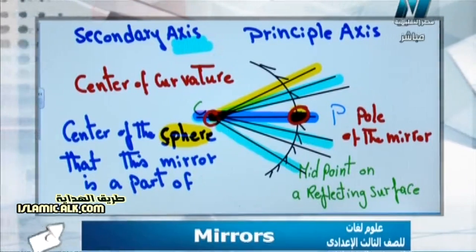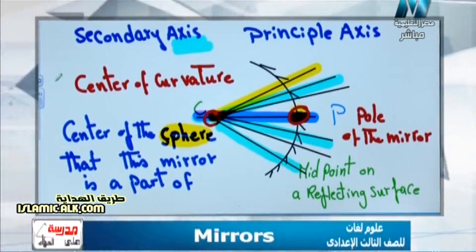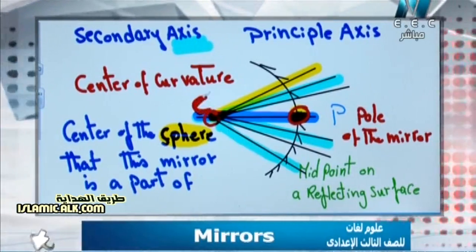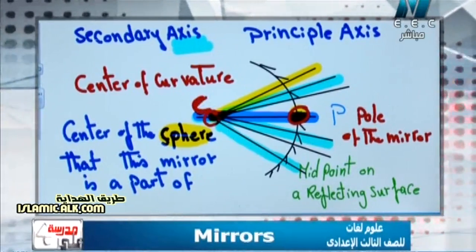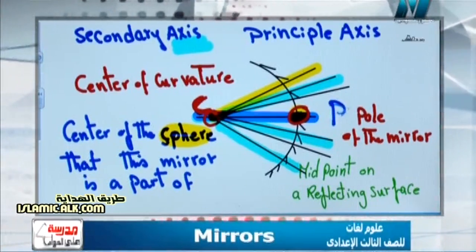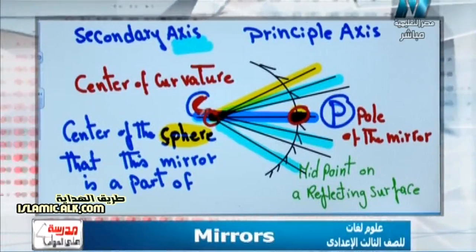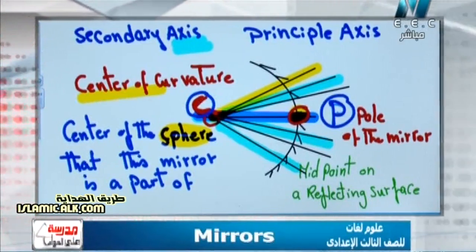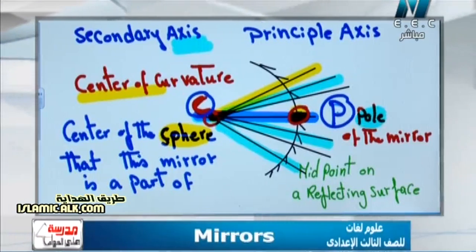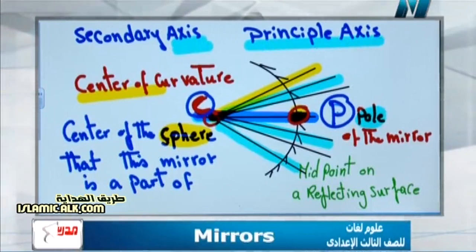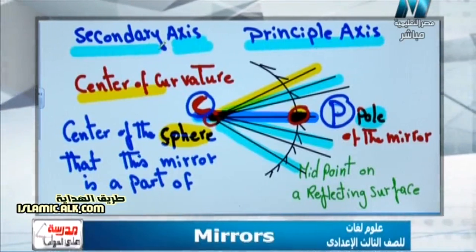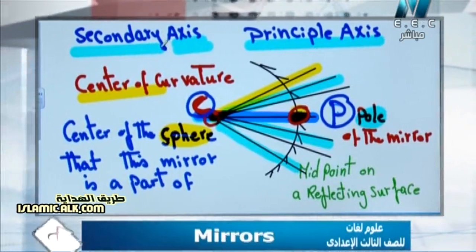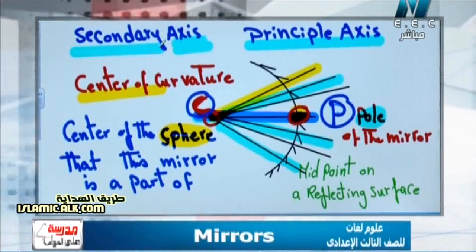I tell him the definition, because it is any straight line that connects between what and what? Connects between the center of curvature and, as you see here, the pole of the mirror. So now, dear students, we know what is meant by center of curvature, pole of the mirror, principal axis, and secondary axis. The principal axis is one, while secondary axes are an uncountable or infinite number.